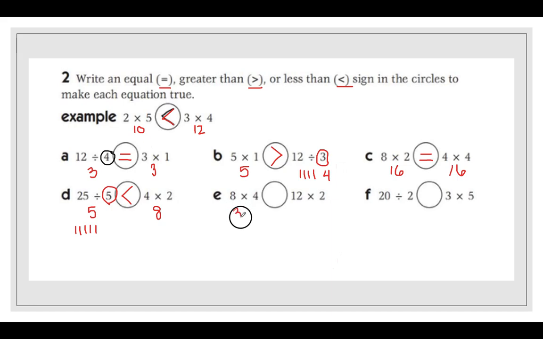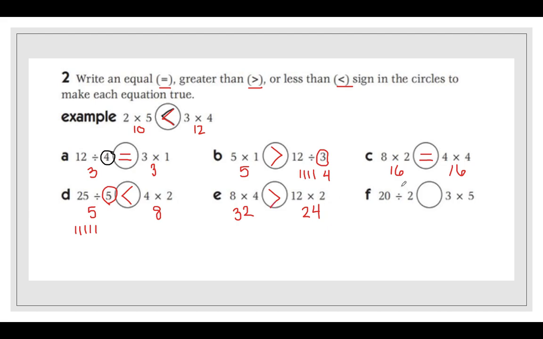8 times 4 is 32. And what's 12 times 2? That's a tricky one, but I can count by 2s to help me. 12 times 2 is 24. Now I gotta think which sign makes sense. And it would be facing the 32 because 32 is my bigger number.